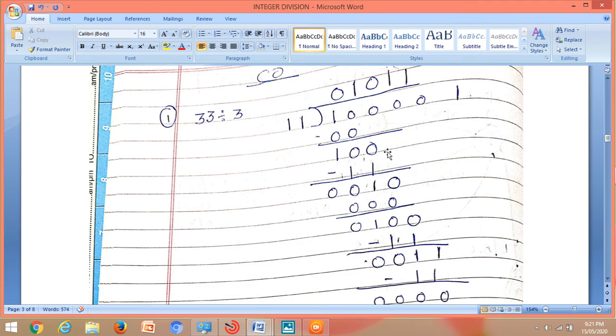Now from this 100 I can subtract 11. What is 100? 100 means 4. And what is 11? 11 means 3 in decimal. So 11 multiplied by 1 will give me 11. So 100 minus 11.